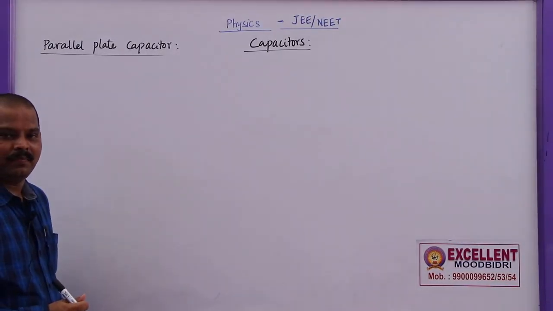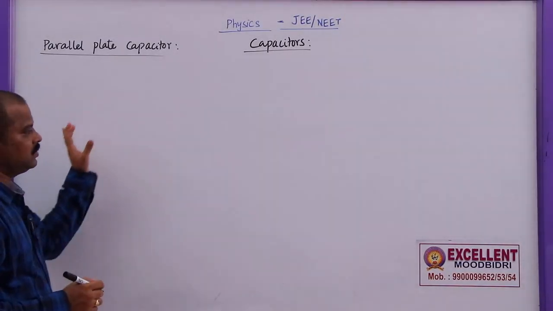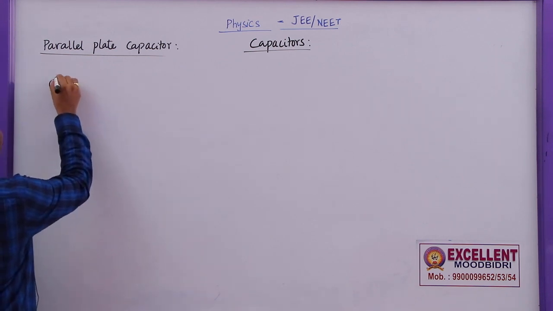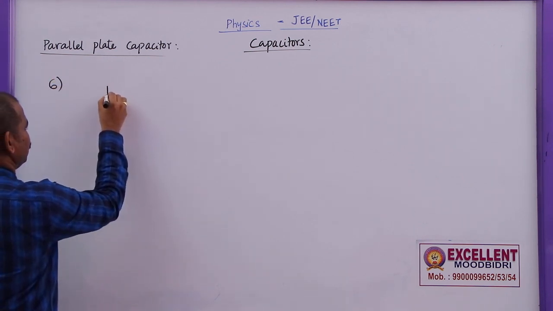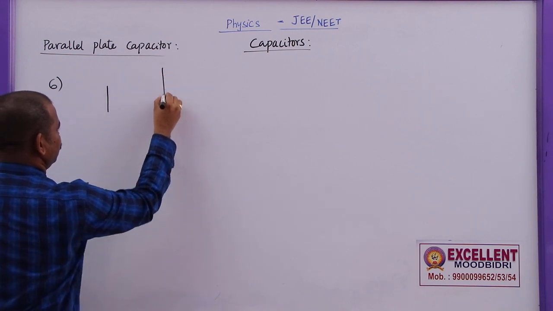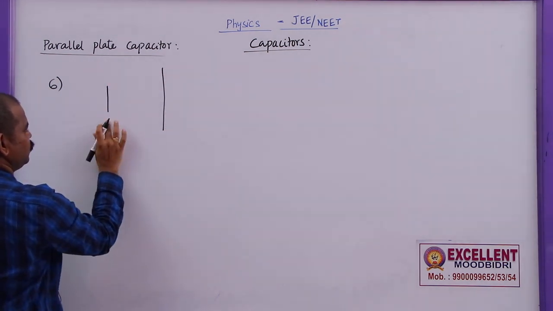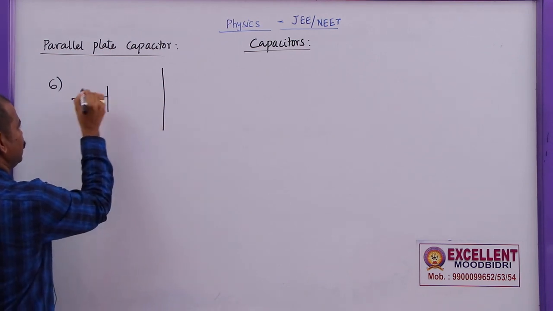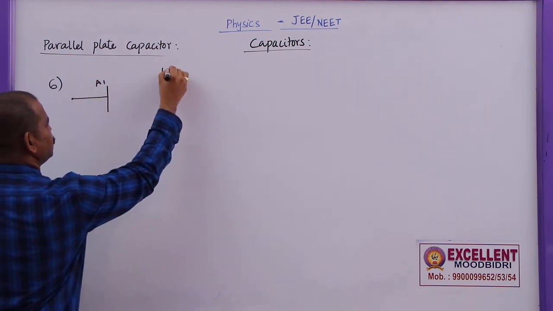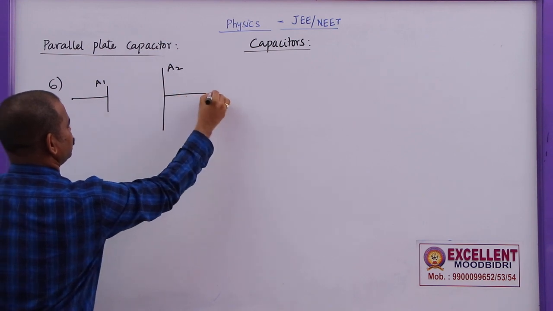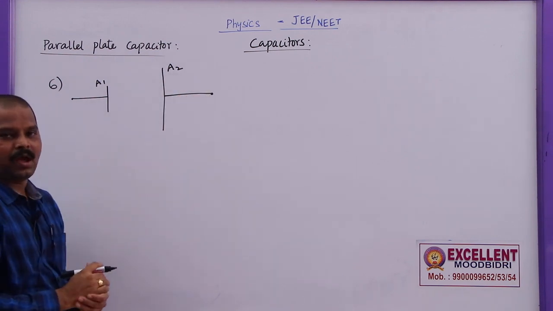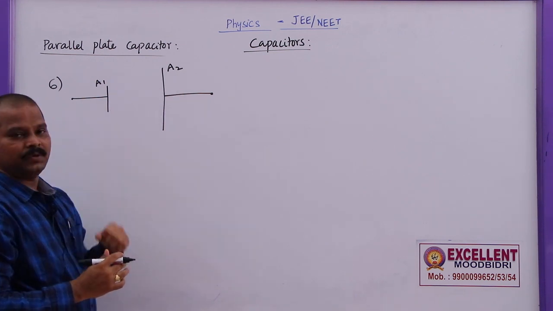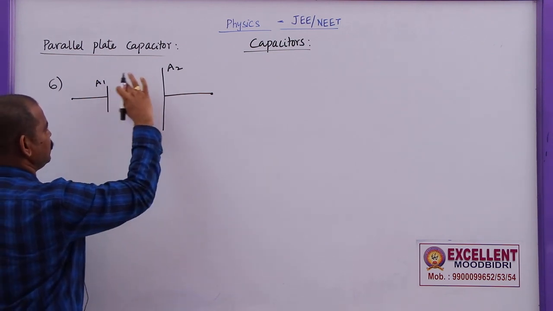Now, in parallel plate capacitor, we discussed 5 points till now. The sixth case. So, a capacitor is given with the two plates of unequal area. This is A1 and this is A2. In the first 5 cases, the area of each plate was the same. But here, the geometry is different. That means, area of this one is A1, this is A2.